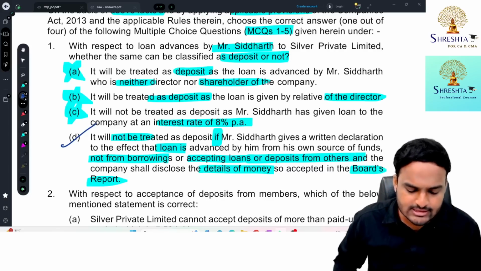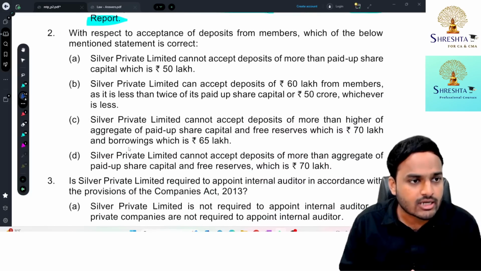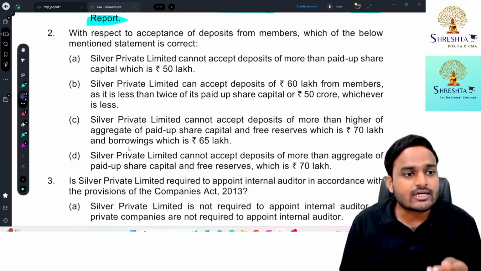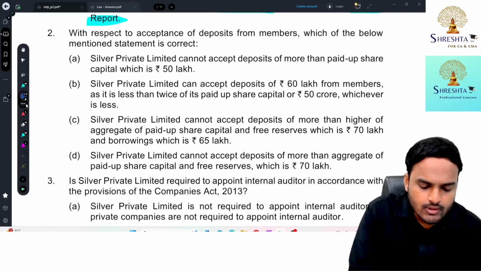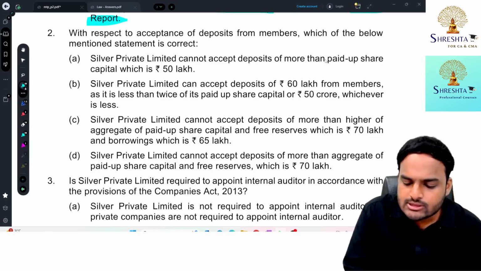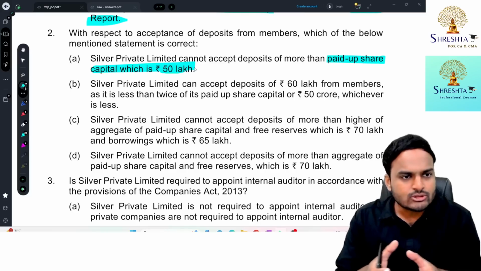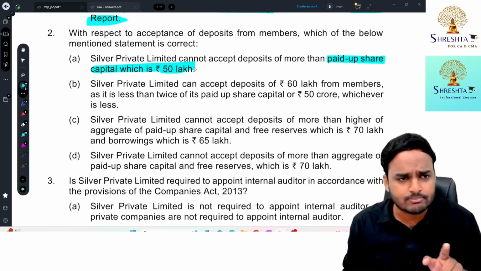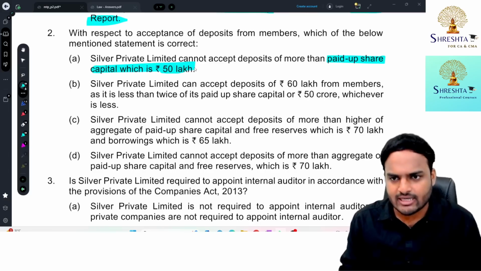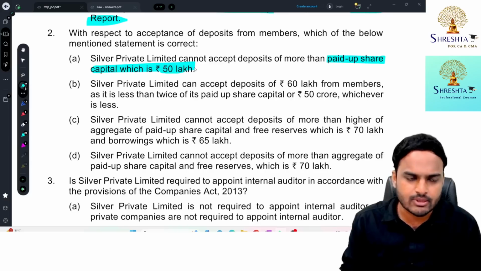Understood? Next, with respect to acceptance of deposits from members, which of the mentioned statements is correct? We need to identify the correct statement out of the four options. Option A: Silver Private Limited cannot accept deposits of more than paid up share capital, which is 50 lakhs. No, actually, coming to the limits of deposits, a company can accept deposits to the extent of 35% of paid up share capital, free reserves, securities premium. However, this limit is not applicable to private companies. Private companies can accept deposits up to 100% of paid up share capital plus free reserves plus securities premium.